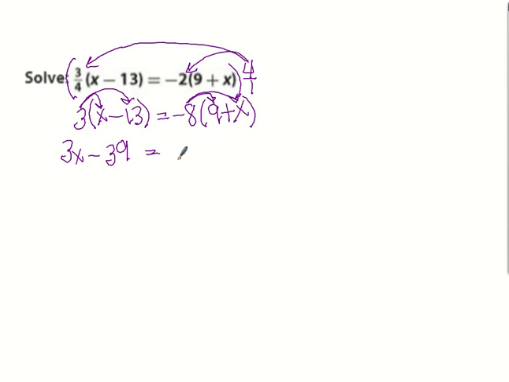Distributive. Negative 72 plus negative 8x. Okay, you don't always have to put a minus if you don't want to. Now we're at 7.1. So first this was 7.2, now we're doing 7.3. Now this is 7.1.